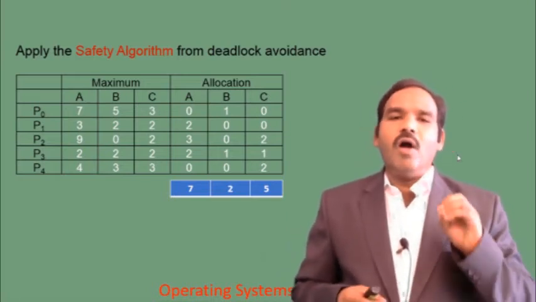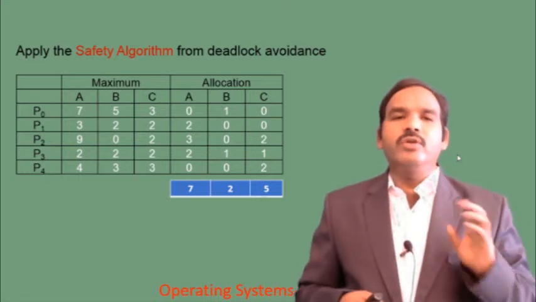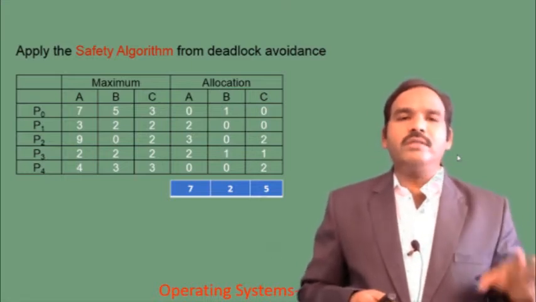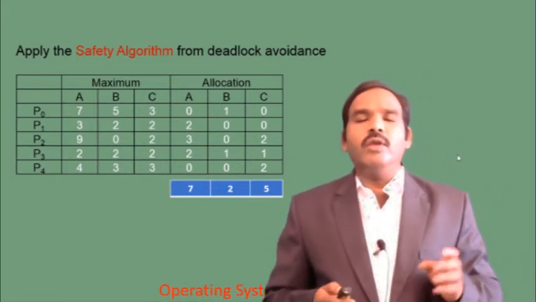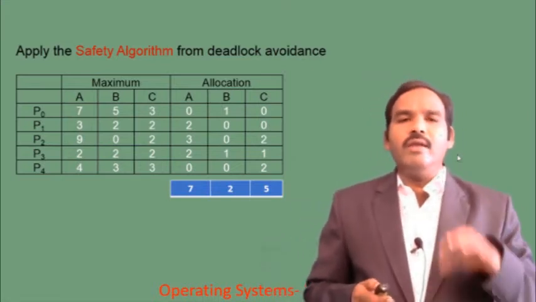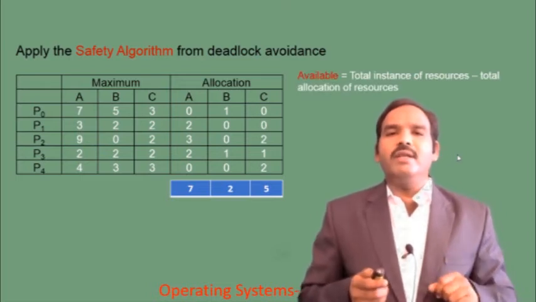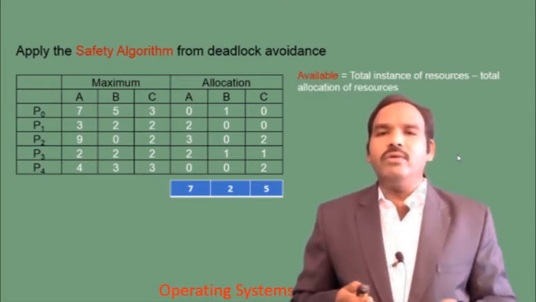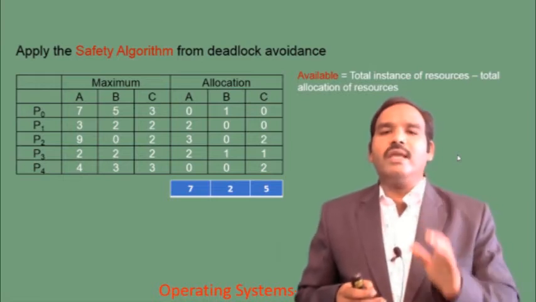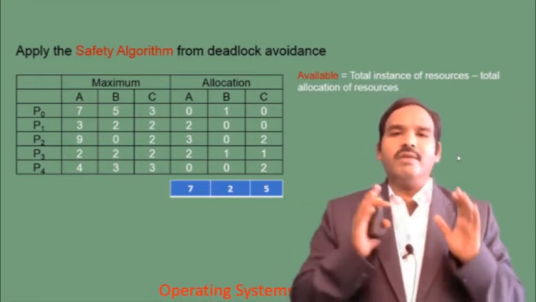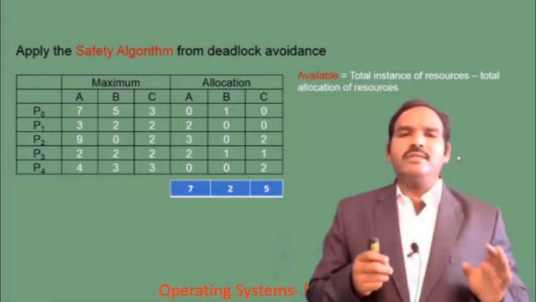This is the already allocated instances of 3 resource types to all processes that exist in the system. With this allocation, you can calculate the current availability. Current availability equals total instances of resources minus total allocation of resources. What is availability? Total instances of resources.